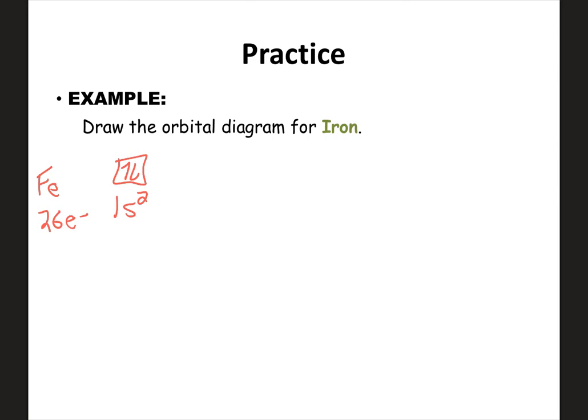After you fill numbers 1 and 2, now you're at element number 3 or lithium. You'd be in the second energy level. You're still in S. S's get 1 orbital and it's going to be filled. So 2s2. That takes care of electrons up through element number 4.